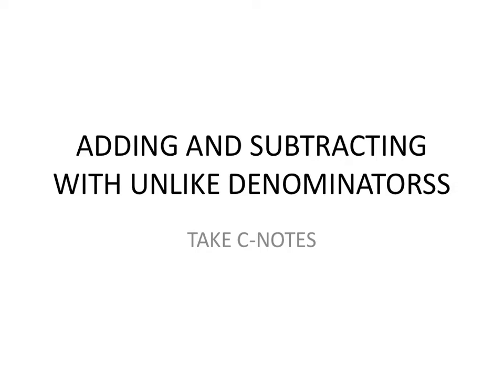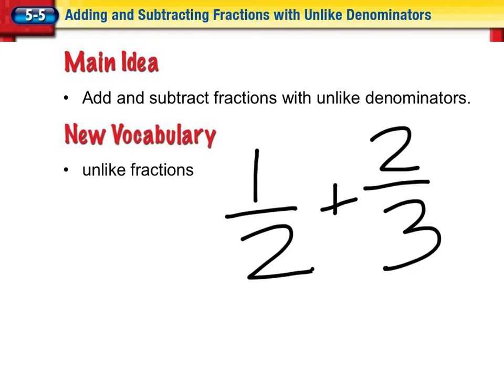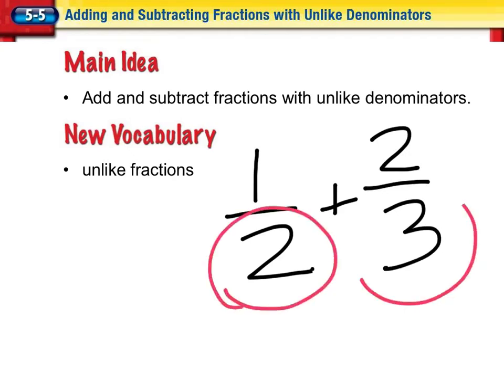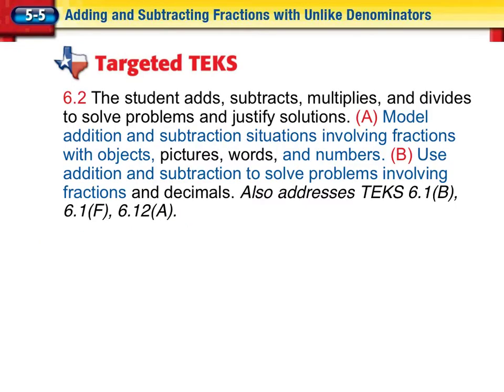Okay, well, now we're going to start adding and subtracting with unlike denominators. Our main idea is to add and subtract fractions with unlike denominators. The new vocabulary here is unlike fractions. When we talk about that, we're talking about fractions like 1/2 plus 2/3. These denominators are different. In order to do this, we're going to have to find the LCD, the least common denominator, or the lowest common denominator. Here's the TEK we're working on, 6.2a. We're still working on it, but now we're doing it with unlike denominators.